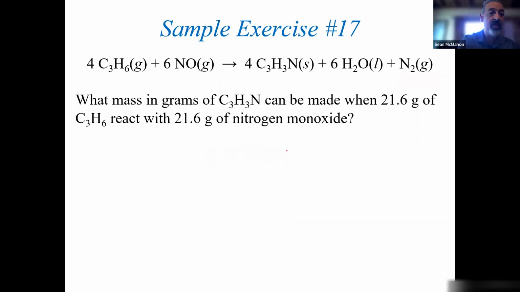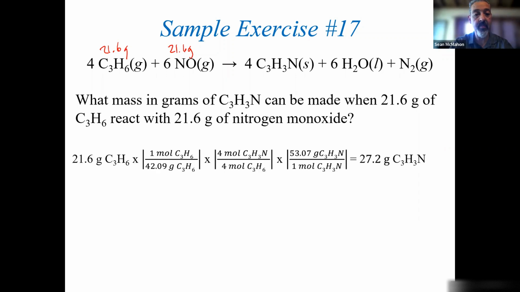So again, 21.6 grams for each reactant. So I convert the 21.6 grams of propylene to moles using molar mass, then moles of propylene to moles of my product. It's a 4 to 4 mole ratio. That cancels. And then moles of my product to grams using molar mass. And I get that, but I'm not done, because again, it's a double stoich.